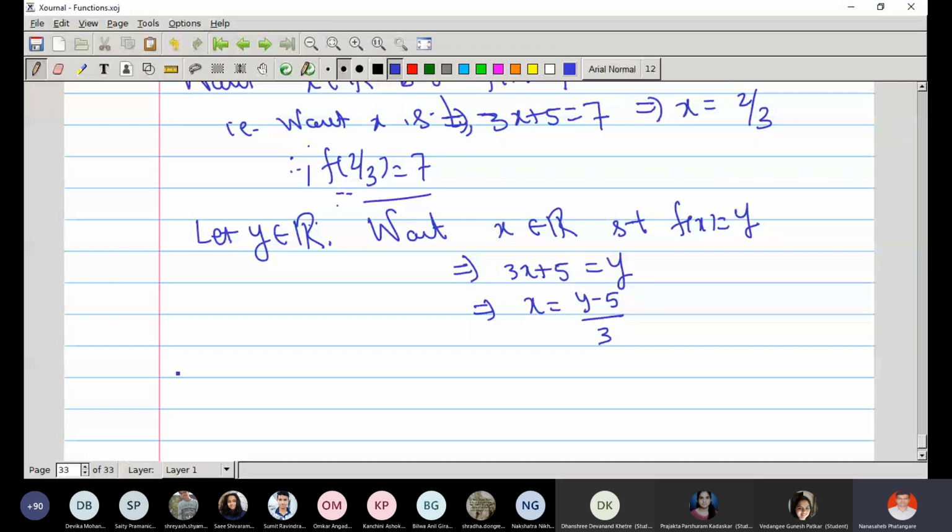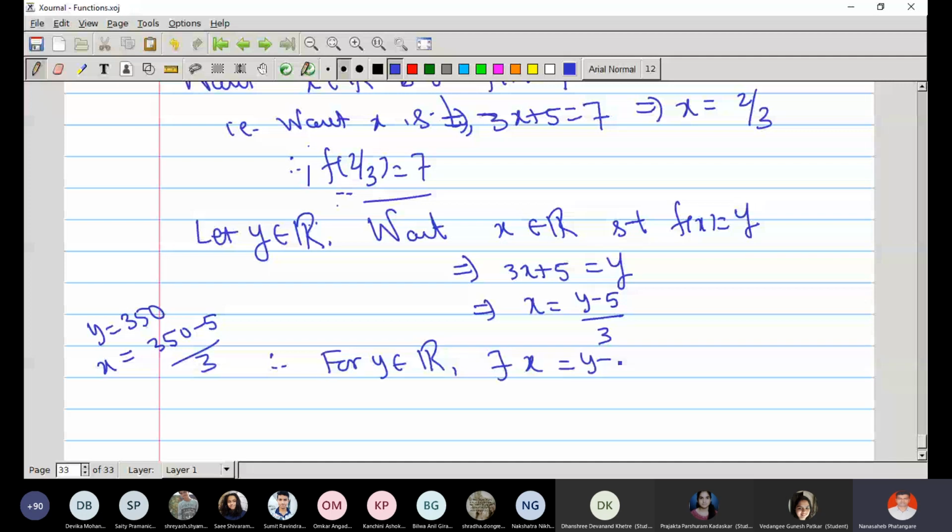So suppose somebody gives you y. Can you produce the pre-image immediately? Suppose I give you y equal to 350. Can you produce the pre-image x? What is x? 350 minus 5 divided by 3. So this is actually a formula to produce the pre-image of any y. Just put the value of y and immediately we get the pre-image. Therefore, for y belonging to R, there exists x, which is y minus 5 by 3, in the domain such that f of x is equal to y.